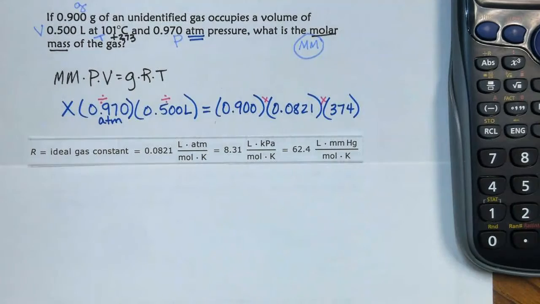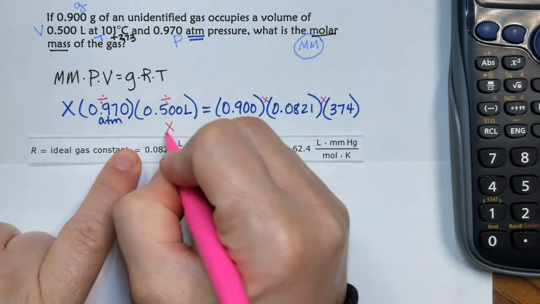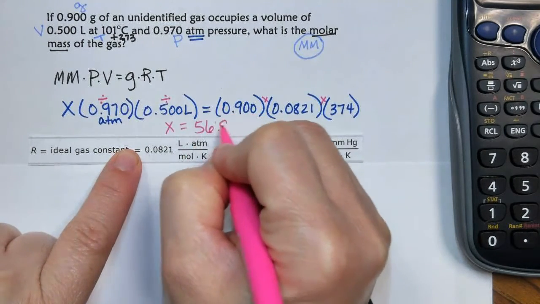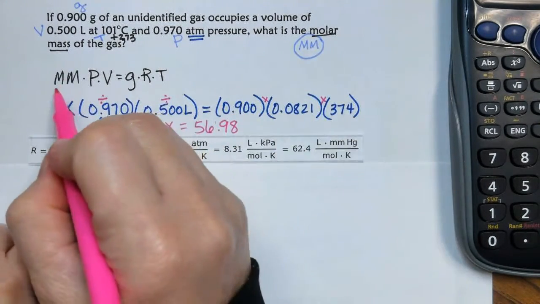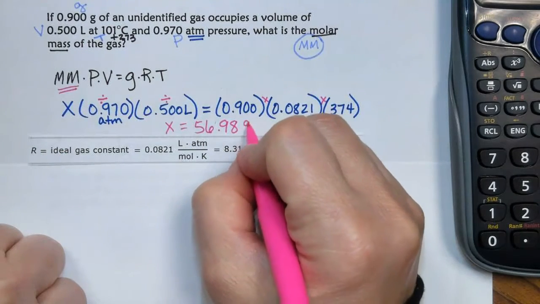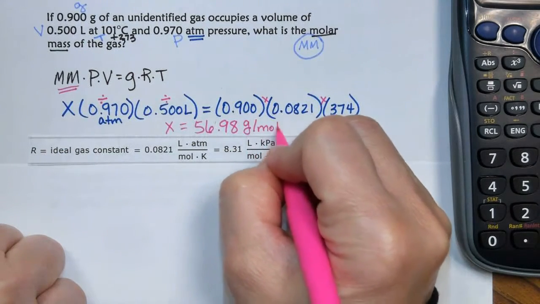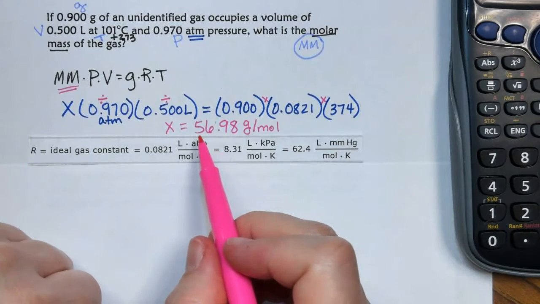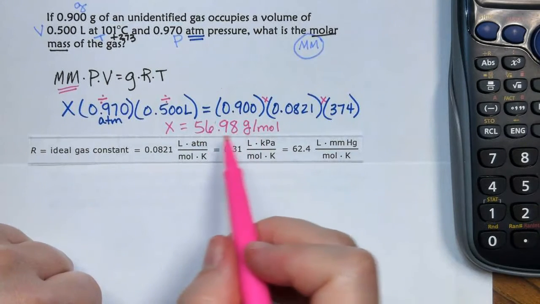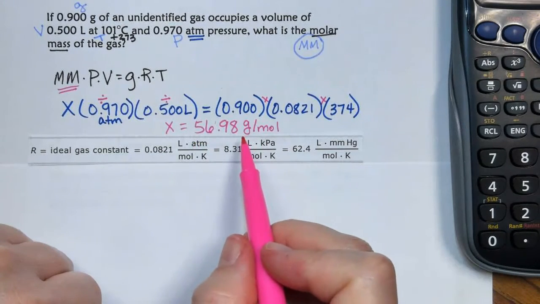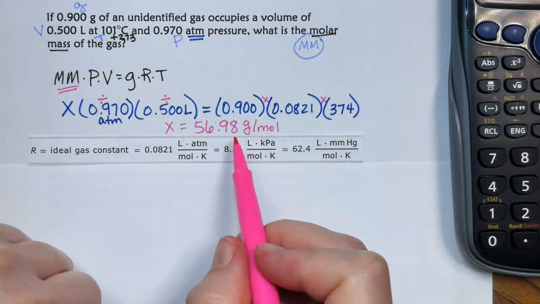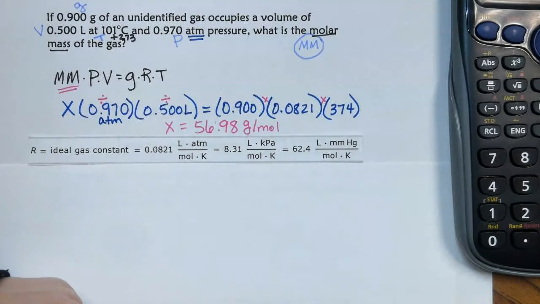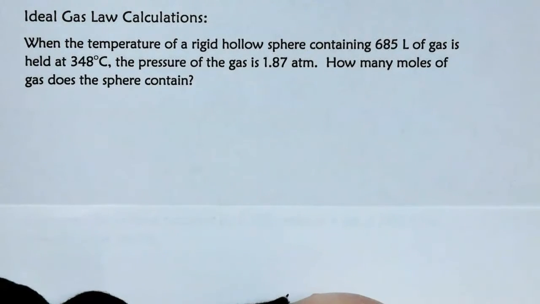56.98. So our final answer is X equals 56.98. Since our answer is molar mass, the unit of that is grams per mole. And then if we had an element to compare it to, we could actually say what gas this is by comparing the mass of this gas that we solved for with the actual mass of another gas from the periodic table.